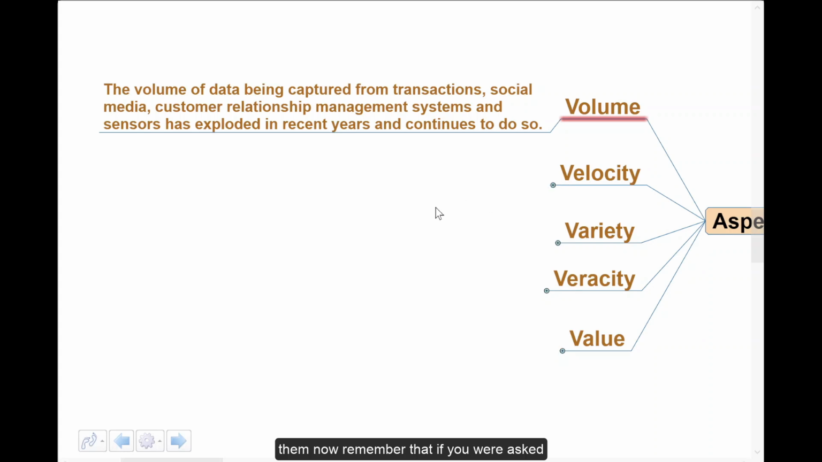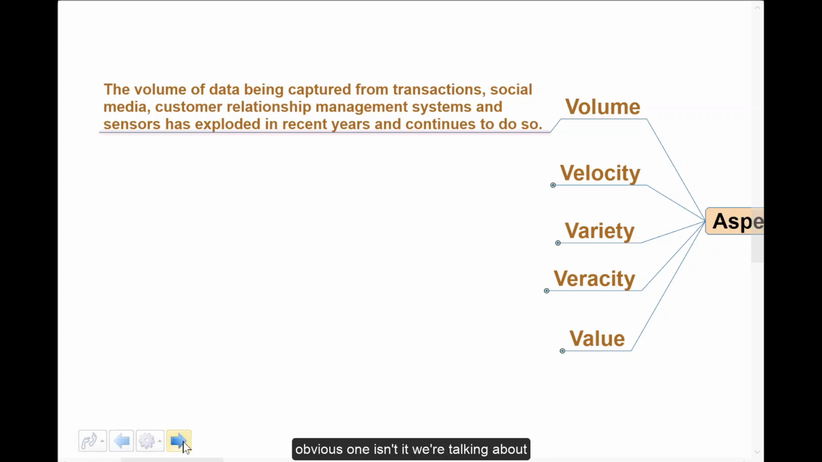Now remember that if you were asked to define big data, you certainly need to be thinking about these areas. You won't be asked to do that within an MA OT question, but certainly going forward, understand what each of these 5 V's mean. If you just understand that, you're in good shape.